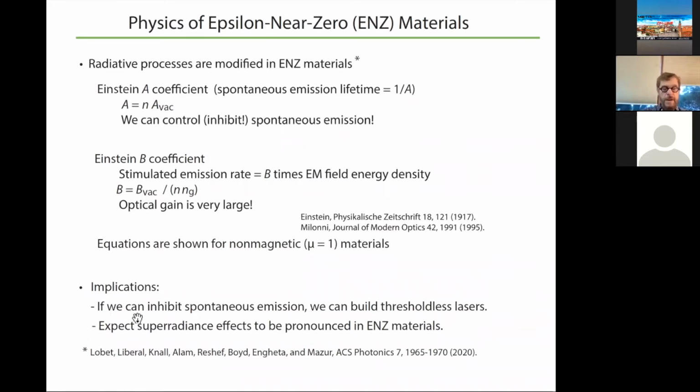Well, if we can inhibit spontaneous emission, we can build thresholdless lasers. And also, we expect superradiance effects to be pronounced in ENZ materials. Superradiance involves cooperative spontaneous emission, but since the phase is everywhere the same in an ENZ material, all the oscillators necessarily will be emitting in phase.